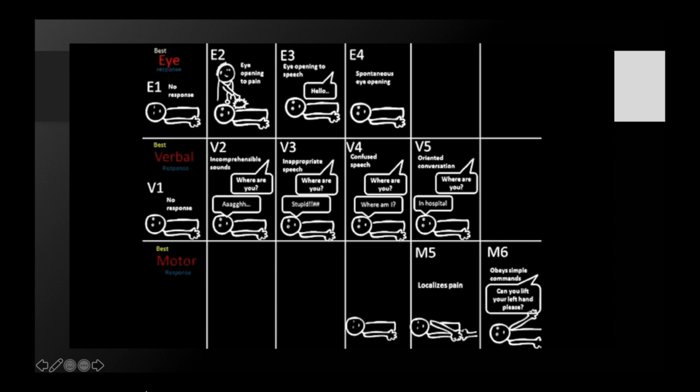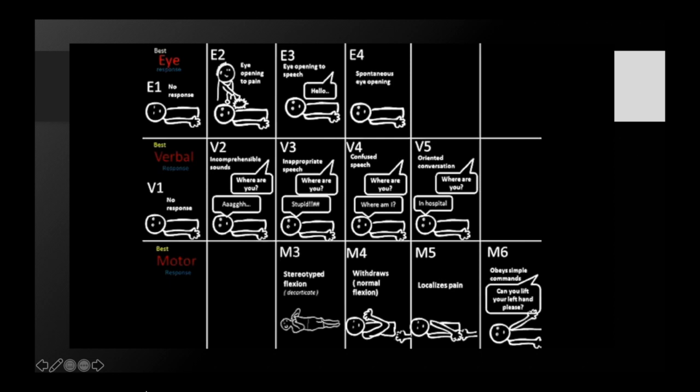Again, we give a painful stimulus, and this time he's withdrawing his hand, which is a withdrawal, a normal flexion response, so he gets a score of M4. We give him a painful stimulus again, and this time he shows an abnormal flexion response. His hands are flexed to the center of his body, which is also known as a stereotyped flexion or a decorticate posture, and for this he is given a score of M3.